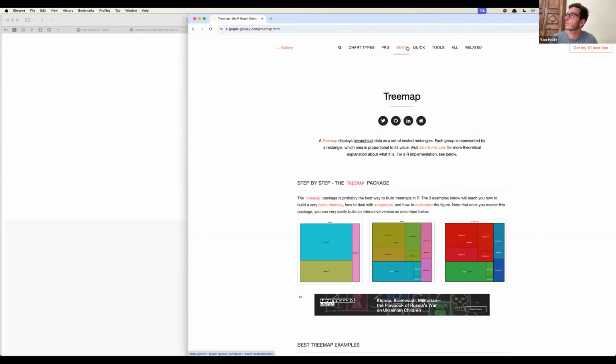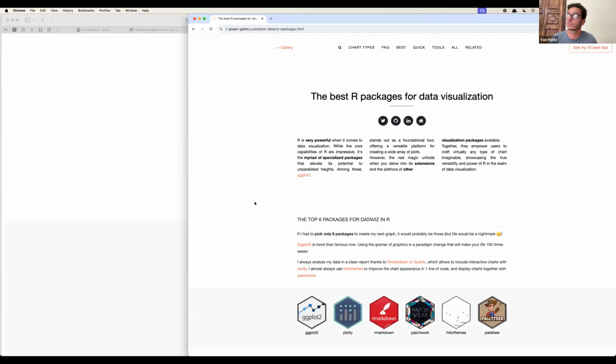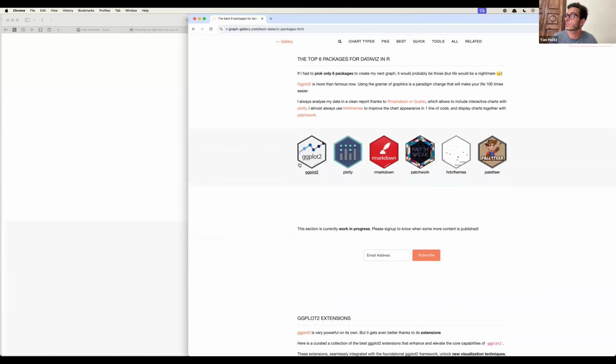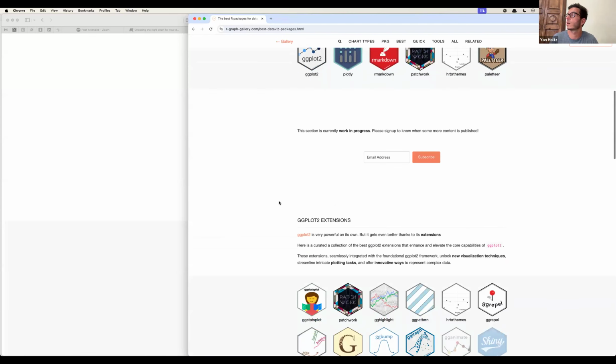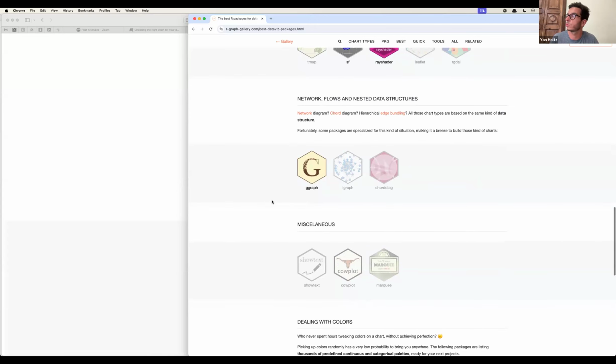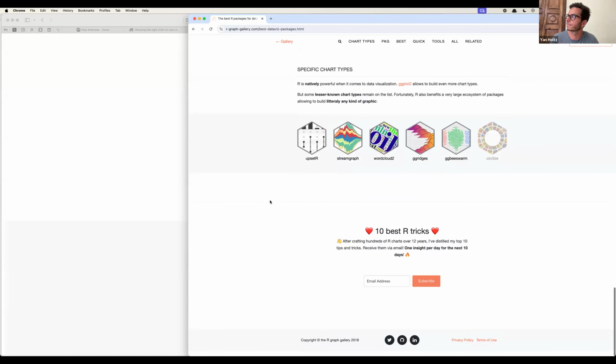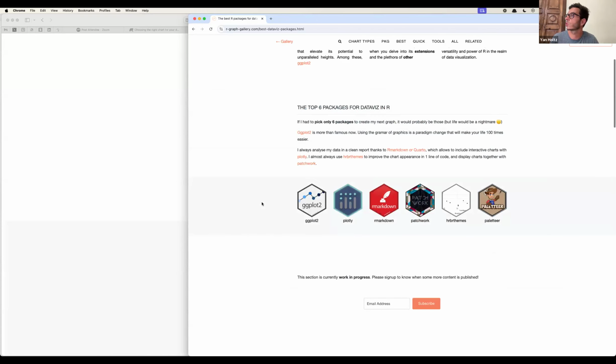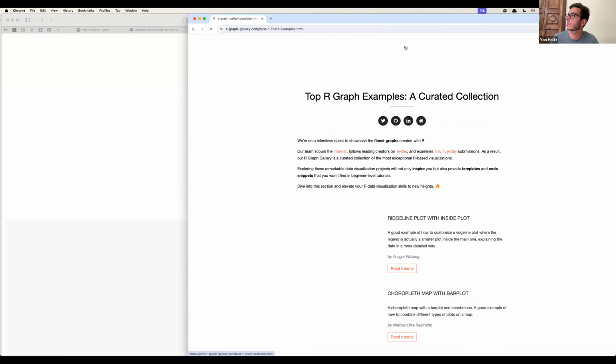There is a section about all the packages I love that are very useful for data visualization. So for instance, in R, I love ggplot2, plotly, markdown, patchwork, this one for theming, and Paletteer for the colors. But there are also a bunch of packages you should really know if you're into data visualization because they are very useful. And one last thing I wanted to show you is the best section.